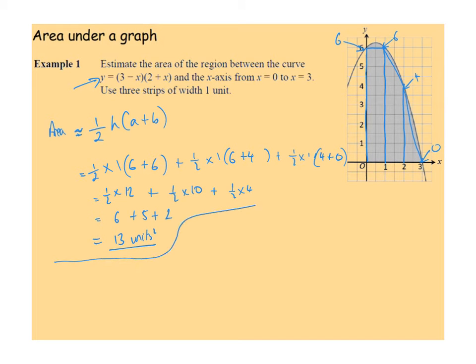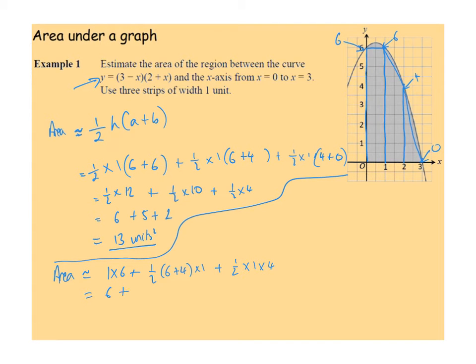We could also have said this is a rectangle, a trapezium and a triangle. For the rectangle, I've got a height of 6 and a width of 1. So 1 multiplied by 6. For the trapezium, I would need to do half the sum of the parallel sides times the distance between them. And for the triangle, half base times height, I've got a base of 1 and a height of 4. So that's a half times 1 times 4.